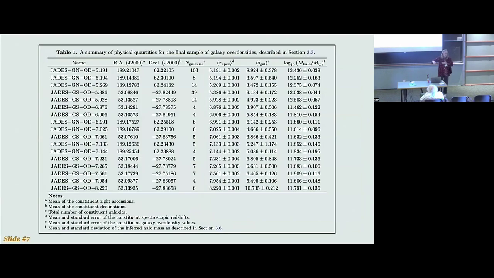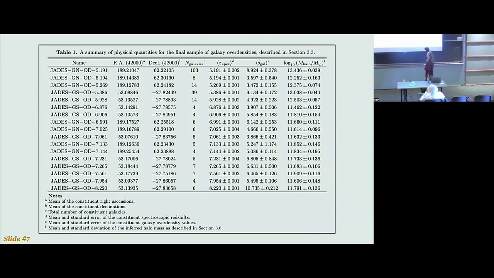And so here is the sample of overdensities that I ended up finding. To do this, I measured galaxy overdensity values for each individual galaxy. I then used a friends-of-friends grouping algorithm to identify potential structural groupings, and then used theoretically motivated selection criteria on the minimum number of constituent galaxies, as well as the average galaxy overdensity value within the overdensity itself, to identify the sample of 17 overdensities in GOODS-North and GOODS-South.